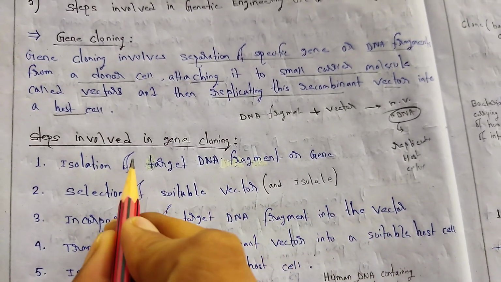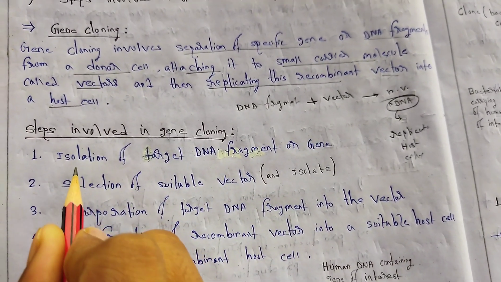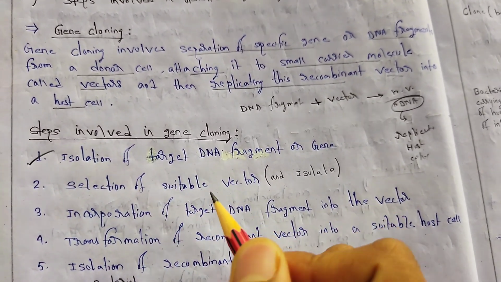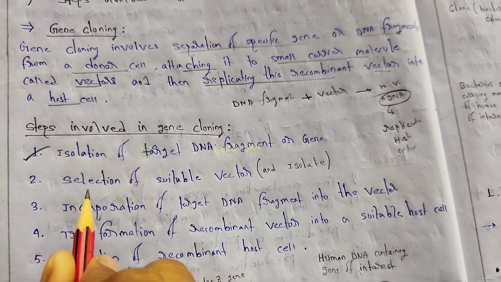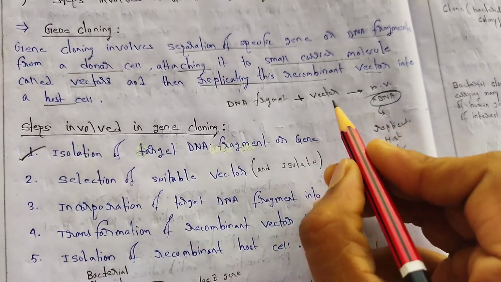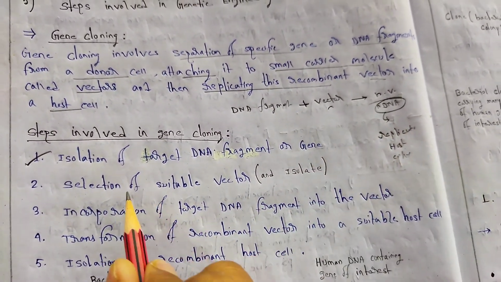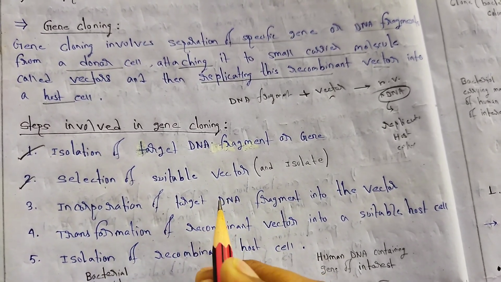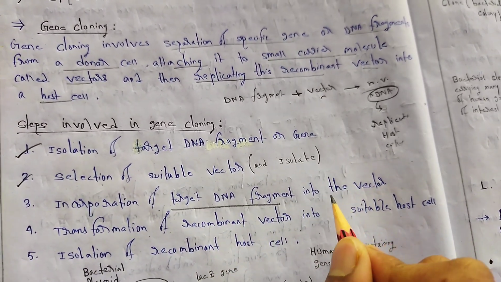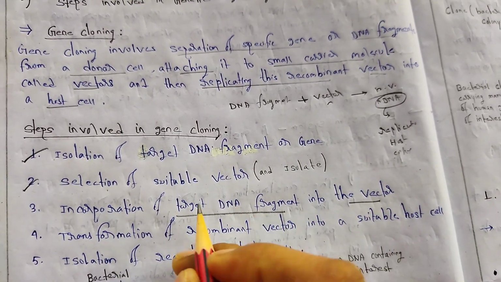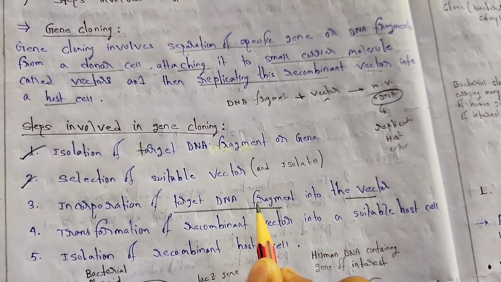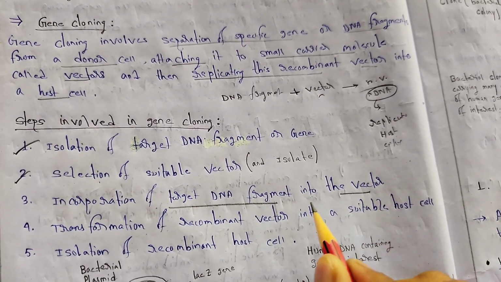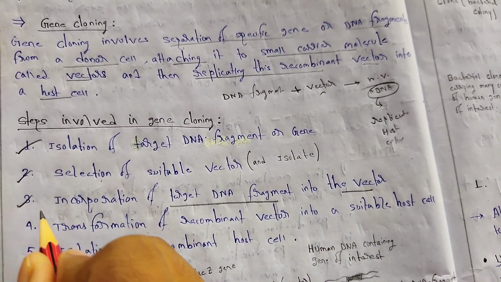Then there are several steps for gene cloning. The first step is isolation of the target gene, then selection of a suitable vector. We have to select a suitable vector, and then incorporation of the target DNA fragment into the vector. We have to mix both the DNA fragment we have taken and the suitable vector together.